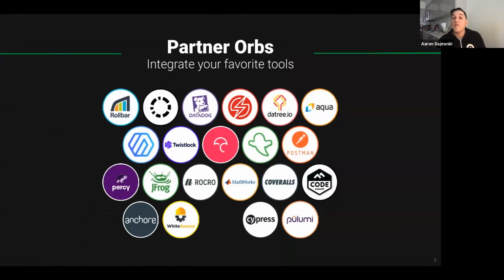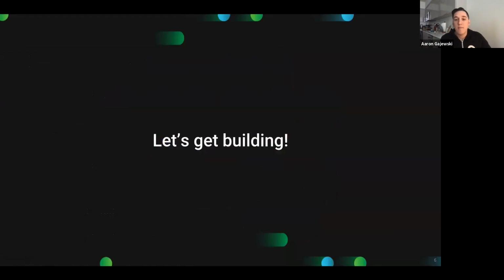So here's an example of some of our partner orbs that are available today. There are lots of companies in the DevOps space and the monitoring space. If you are interested in becoming a technology partner with CircleCI, please feel free to contact us after the webinar. We'd love to help you get set up, write your first orb, and get it published in our public registry. With that, let's get building.